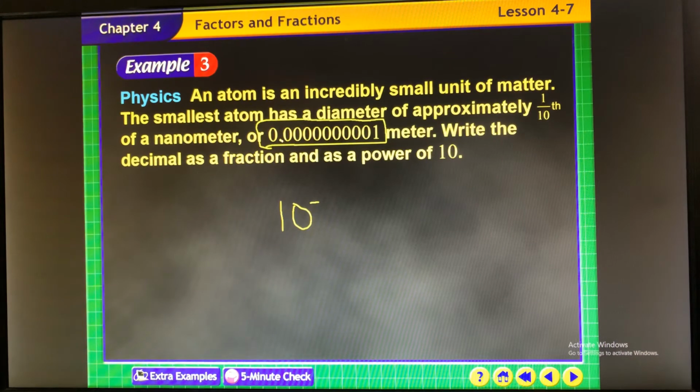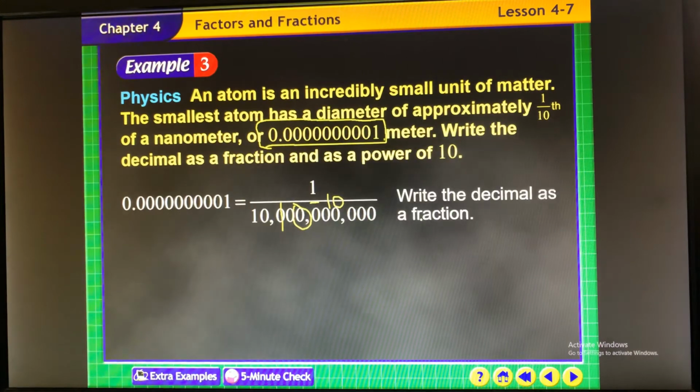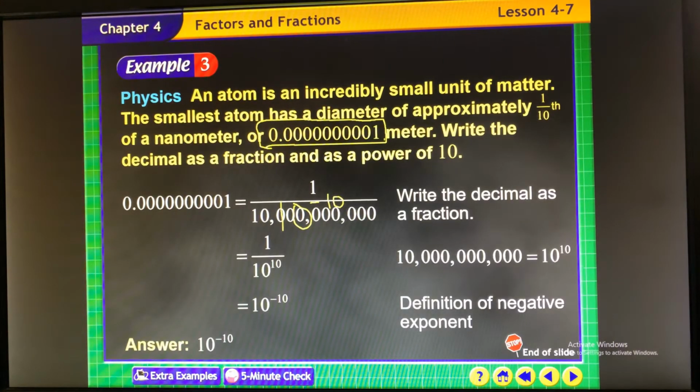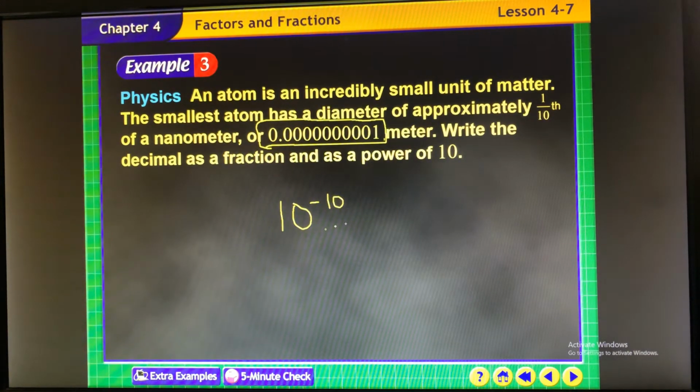So you have to figure out how many places, 3, 4, 5, 6, 7, 8, 9, 10, to get to the very, very back of the 1. And I would have to jump 10 spaces. So this would be 10 to the negative 10. That's all you have to do. So count your zeros. So I'm going to do that one more time.